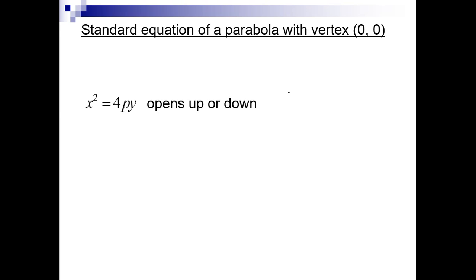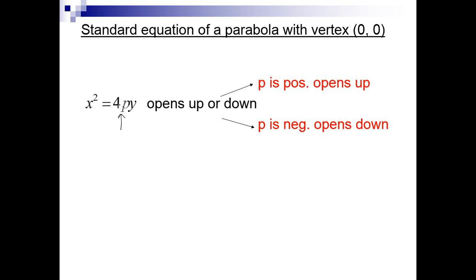Now, to know which way it's going to open, we are going to look at this p-value, this one right here. He is the key to focus and directrix form. So if my p is positive, I'm going to open up. If my p is negative, I'm going to open down. Now, this should not be any news to you. An x squared is just like what we were just doing. So x squared is a parabola who opens up or opens down.